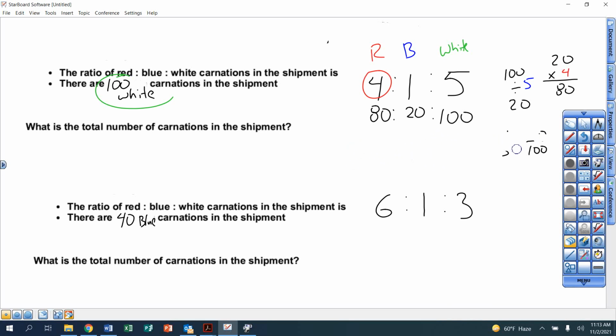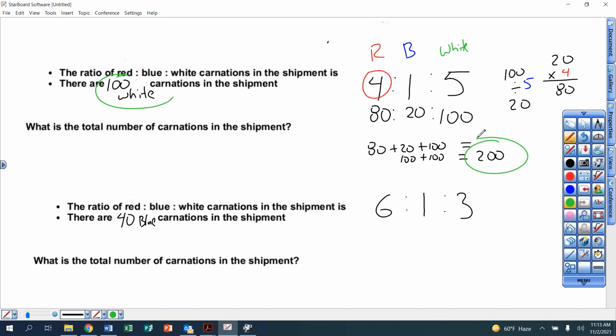Second word is dog. Dog. And then on these, they want you to add them up. Take that 80, take that 20, take that 100, add them up. Will give me 100 plus 100. That is 200 total. That is the answer I'm looking for.